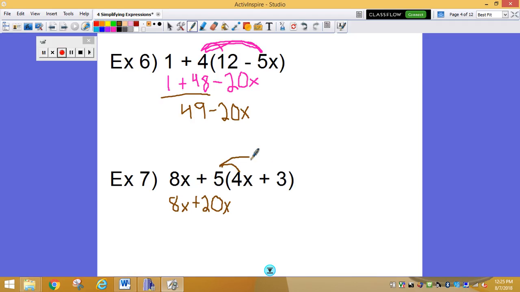Okay, I'm going to multiply again. 5 times 3 is 15, and it's a positive 15. Okay, last step, we need to see what we can combine. I got an x and I got another x, so I can add them up. 8 plus 20 is 28x. And then I'm going to bring down plus 15.